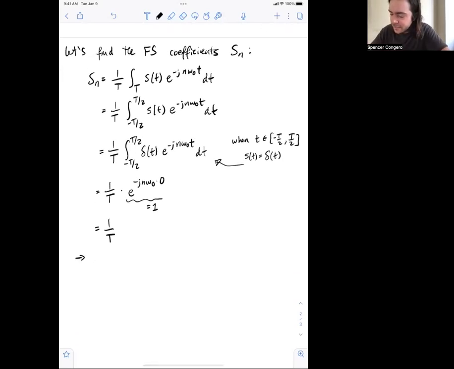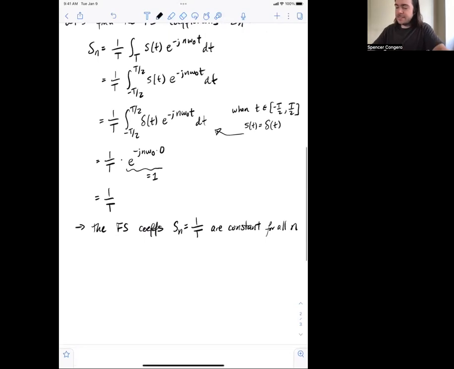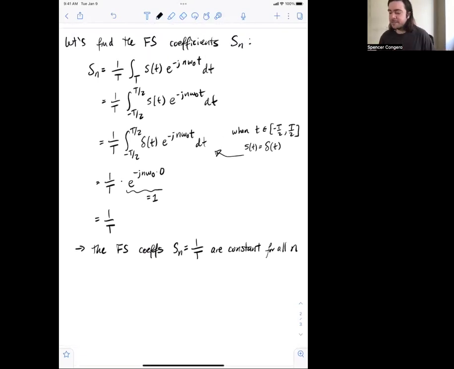And so we can actually see in this case, the Fourier series coefficients s sub n, which equal 1 over T, don't depend on n at all. They're constant for all n. Okay, so in this case, for an impulse train, the Fourier series coefficients are all the same number, 1 over T. They're constant for all n.